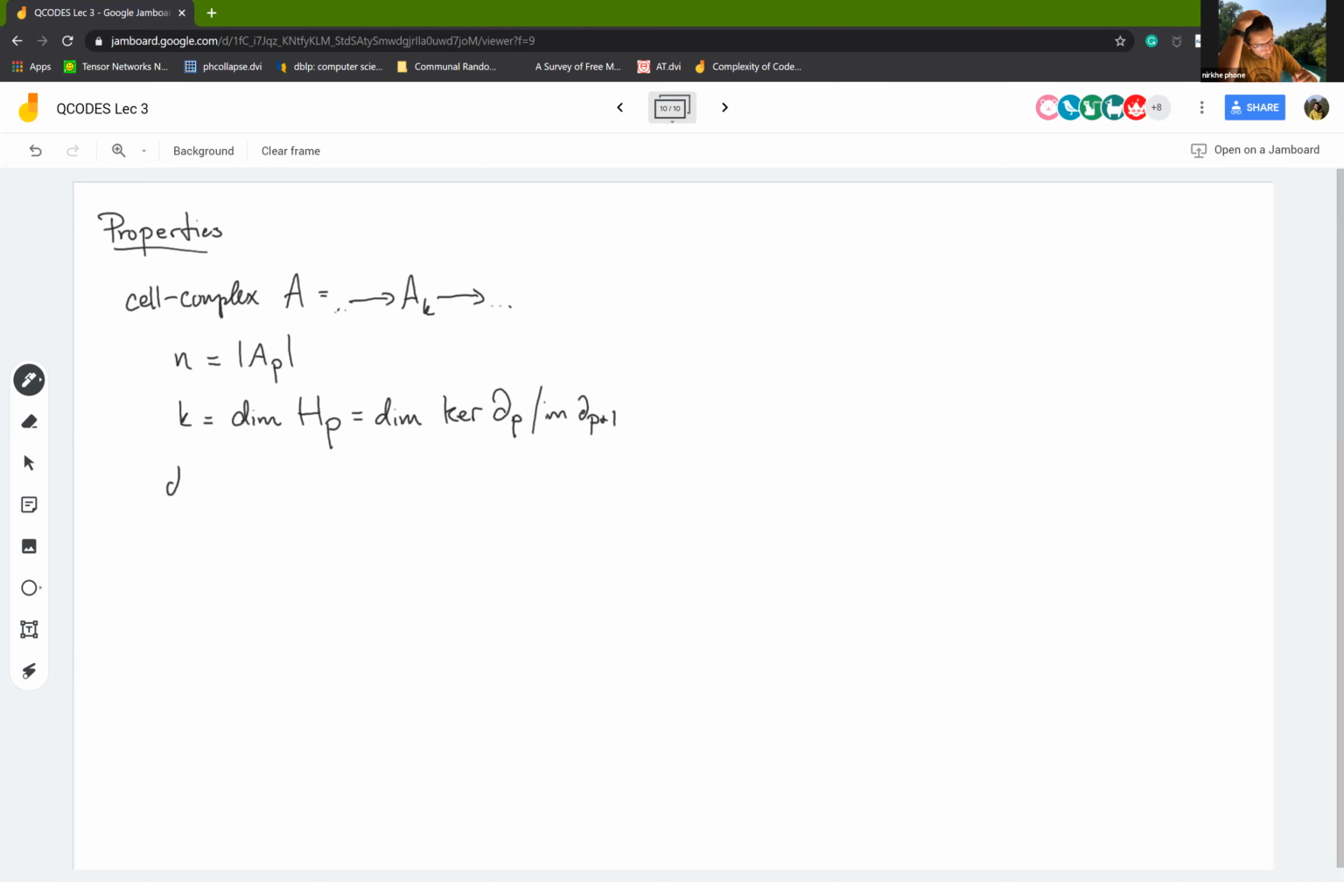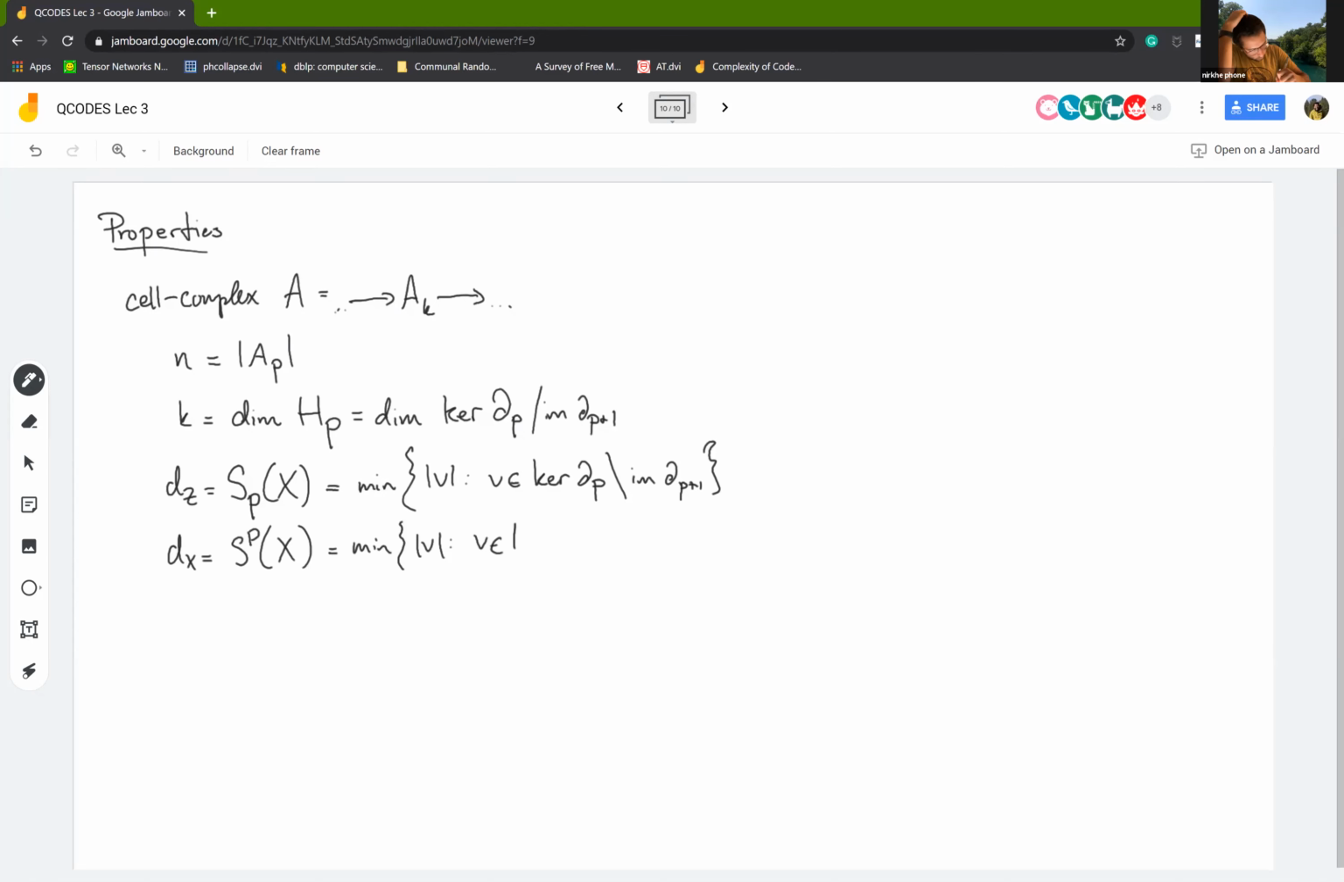And the z distance is also sometimes known as the size of the smallest p systole. The definition is exactly what I'm writing right now: the minimum size of an element v which is in the kernel of delta p modulo the image of delta p plus 1. And dx is sometimes known as the cosystole, being the minimum of the size of v such that v is in the kernel of delta p plus 1 star modulo the image of delta p star. Okay, so that's what the properties are for a cell complex.